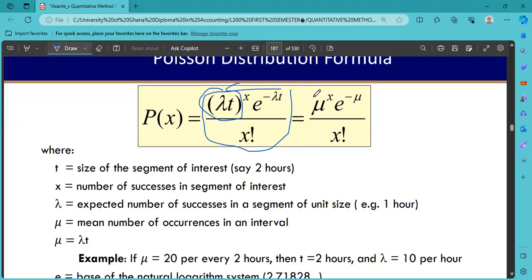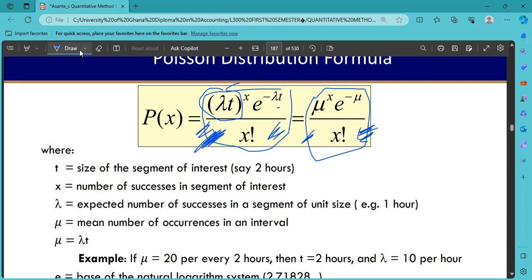This is the same formula that they've simplified into this way. So you can use either this or this based on the question. Sometimes the mean will be given in the question automatically. If the mean is given in the question, then you apply this. But if the mean is not given, but lambda is given and then t is given, then you apply this. So when lambda and t, or the time, is given, you apply this, but when the mean is given automatically, then you apply this formula.